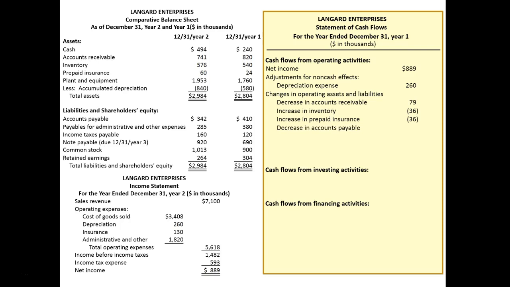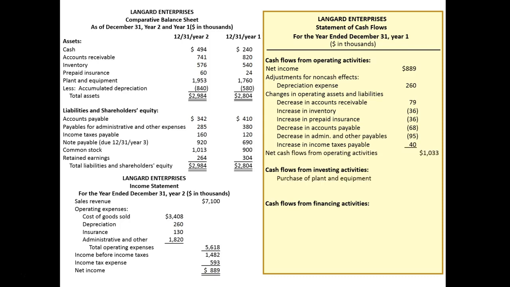Now the opposite is true with liabilities. When we have a decrease in a liability, we subtract, and when we have an increase in a liability, we add. Therefore, we had a decrease in the payables, we subtract. If we have an increase in the income taxes payable, we're going to add. So our net cash flows from operating activities, about $1,033,000.